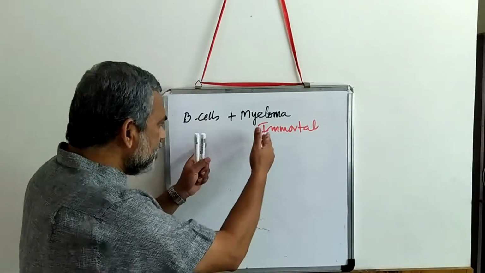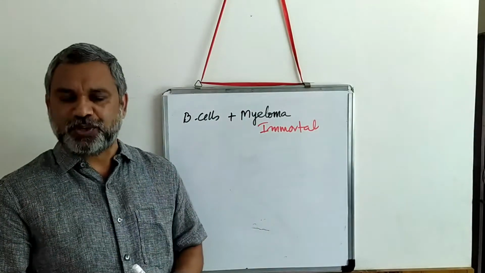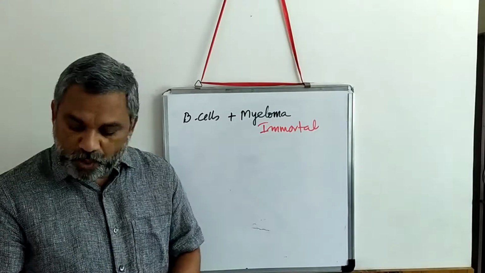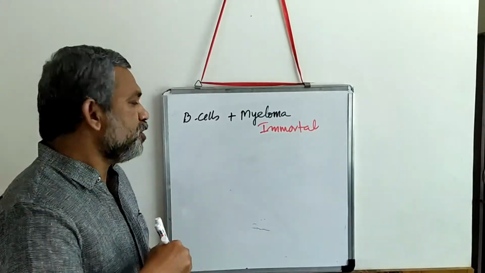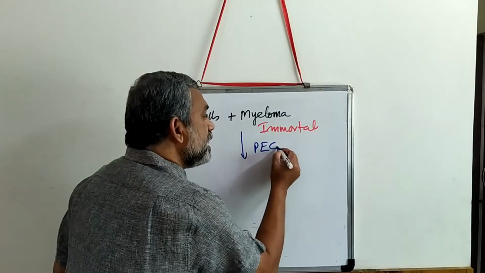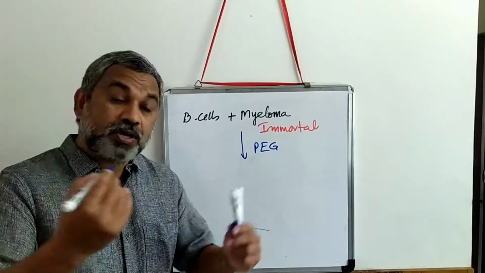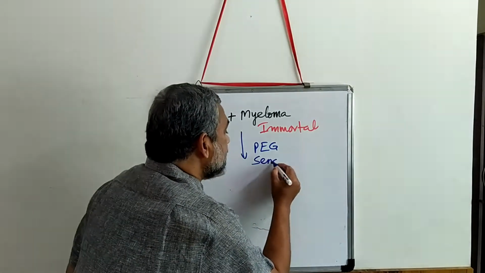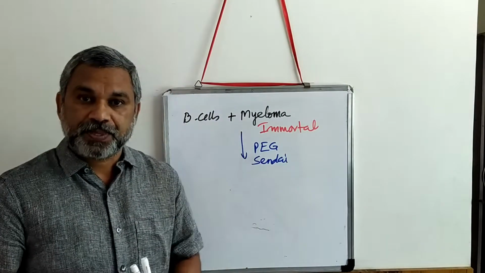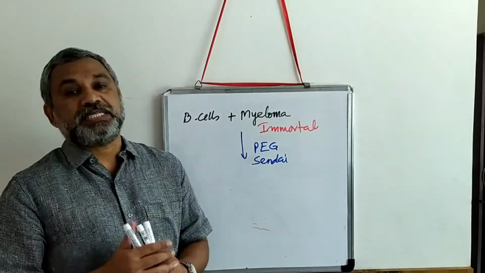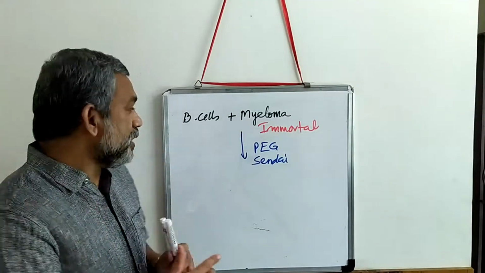What they did is they fused these cells together. Fusing the cells is very simple. What can be done in fusing the cell? You can use a chemical like polyethylene glycol, or sometimes you can use an enveloped virus known as Sendai virus. So when you use these substances to fuse a cell, what is likely to happen?